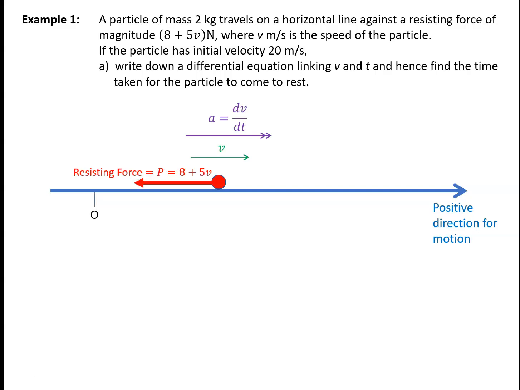We've got the resisting force, which is opposing the motion, has magnitude 8 plus 5v. So if we apply Newton's second law to the right, simply because that's our positive direction for the motion, the resultant force is minus (8 plus 5v), which must equal the mass times the acceleration, 2 times a. So we've got minus (8 plus 5v) equals 2 times dv by dt.